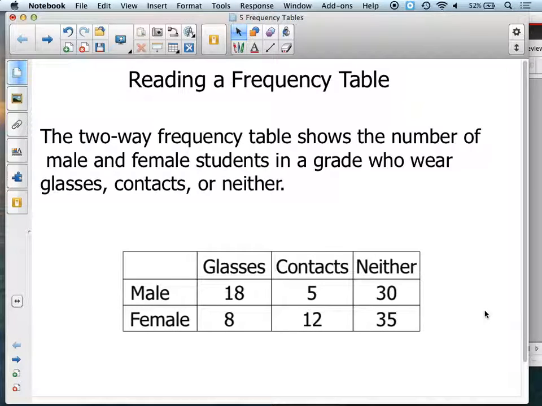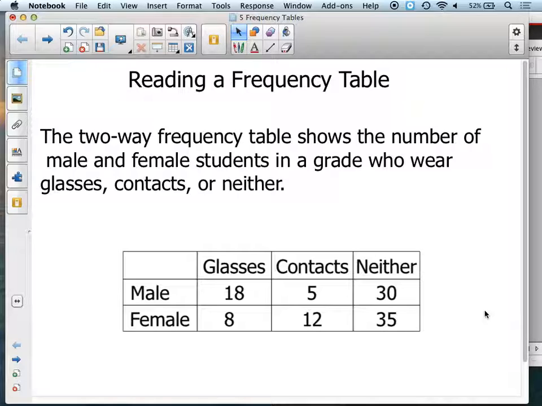So today's lesson is on reading what's called a frequency table. These tables have two different types of data in them. It's not just, for example, the number of points scored by a team or the number of pets owned by students. Now we're comparing a number of different categories. So this two-way frequency table, and we call it two ways because you can read it two ways.